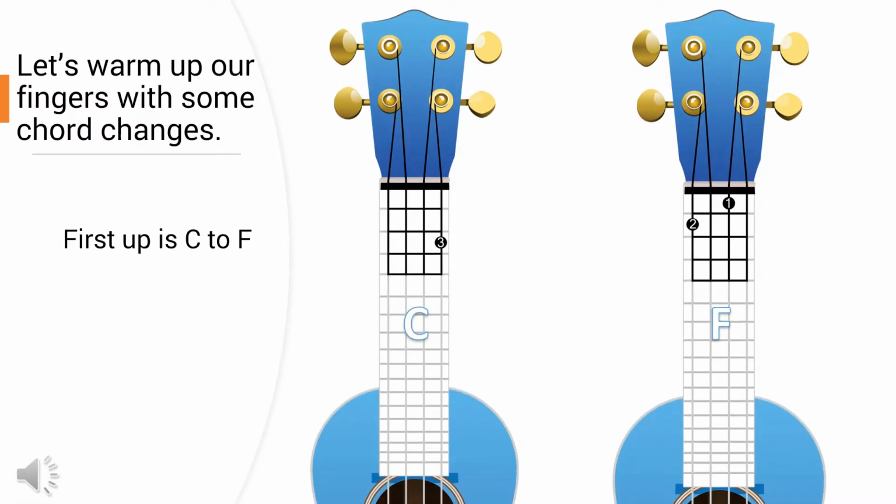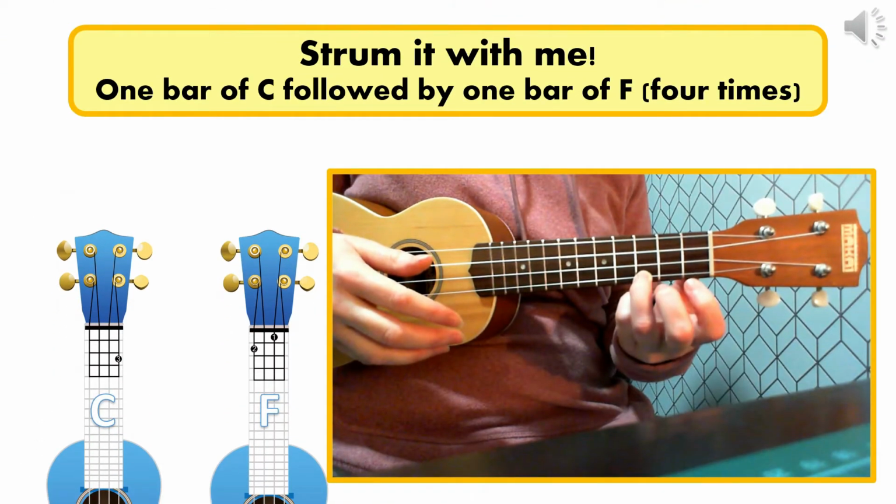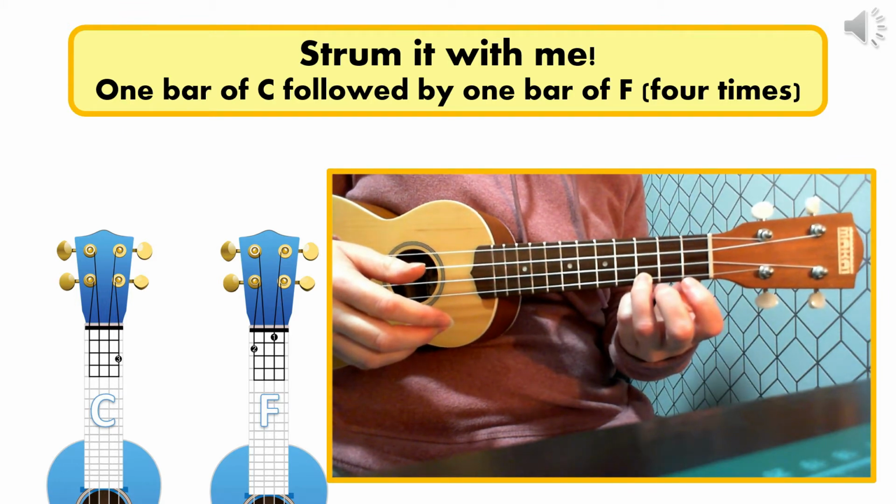Let's warm up our fingers with some chord changes. First up is C to F. Strum it with me, 1 bar of C followed by 1 bar of F 4 times. 1, 2, 3, 4.